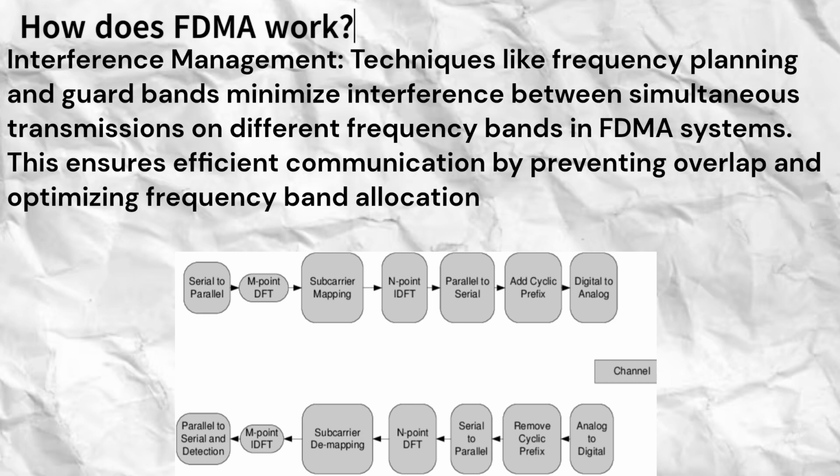Interference management. Since multiple users are transmitting simultaneously on different frequency bands, it's crucial to minimize interference between them. Techniques such as frequency planning, which involves allocating frequency bands in a way that minimizes interference, and guard bands, which separate adjacent frequency bands to prevent overlap, are employed to manage interference in FDMA systems.